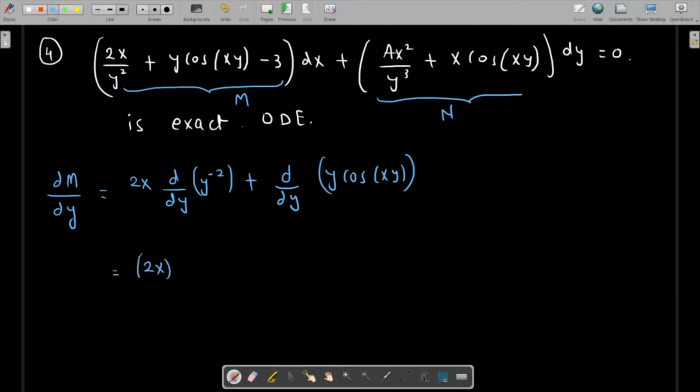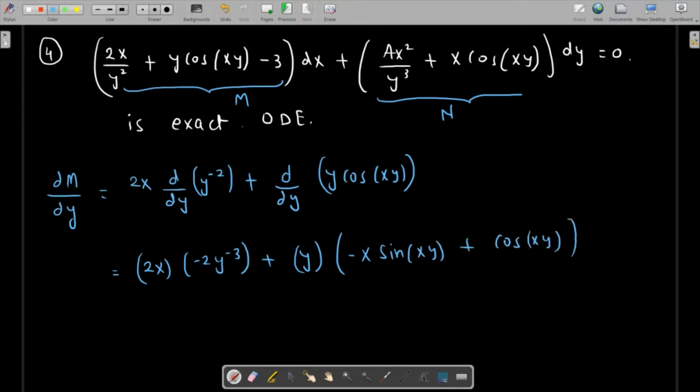So that's going to be 2x times minus 2y raised to the power minus 3, plus y remains as it is. Differentiation of cos xy with respect to y is going to be minus x sine xy, plus cos xy. So this is finally coming as negative 4x y raised to the power minus 3 minus xy sine xy plus y cos xy.